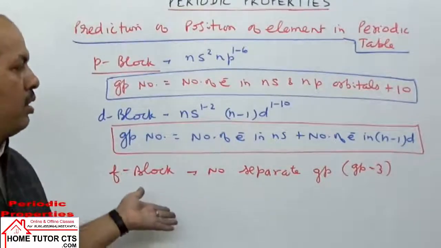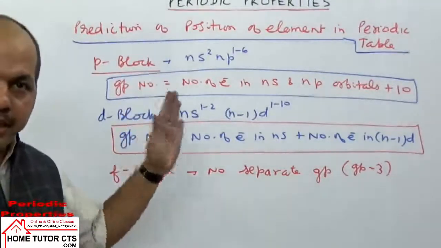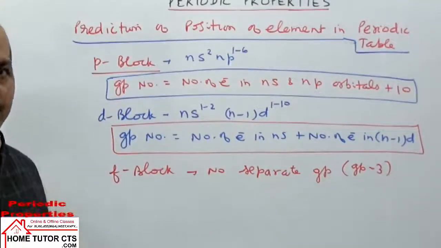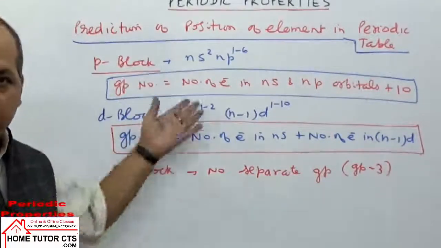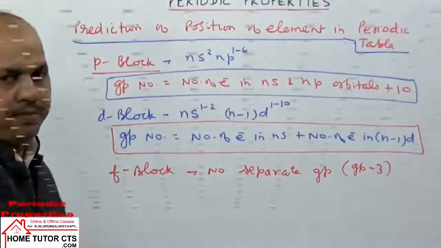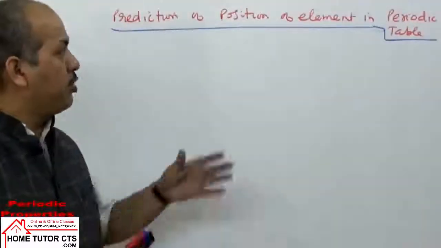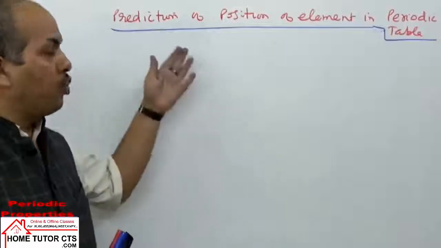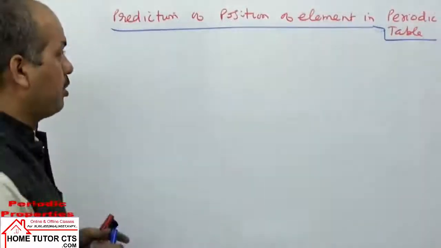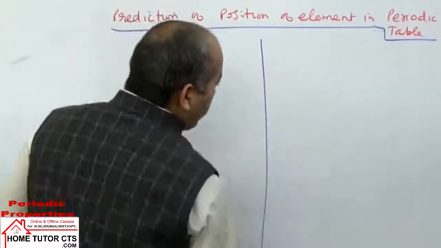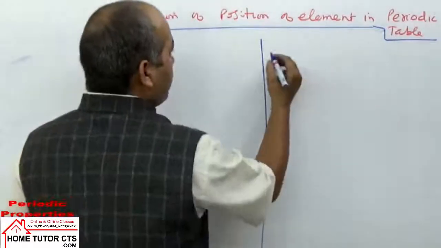That is how for the elements we can predict their position in the periodic table: group number, period number and the block. I hope it is clear. Let us take one or two practice examples on this concept. Now let us take one question on this concept of predicting the group, period and block of an element in the periodic table. I will take 2 examples to explain this concept to you.